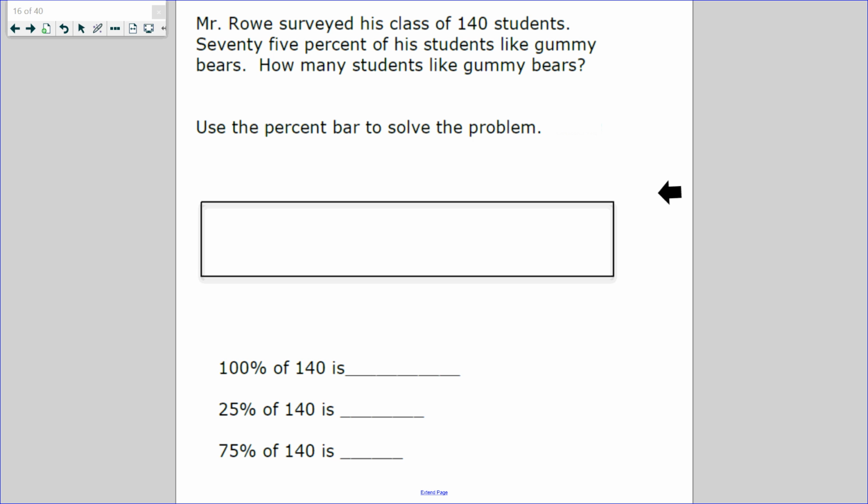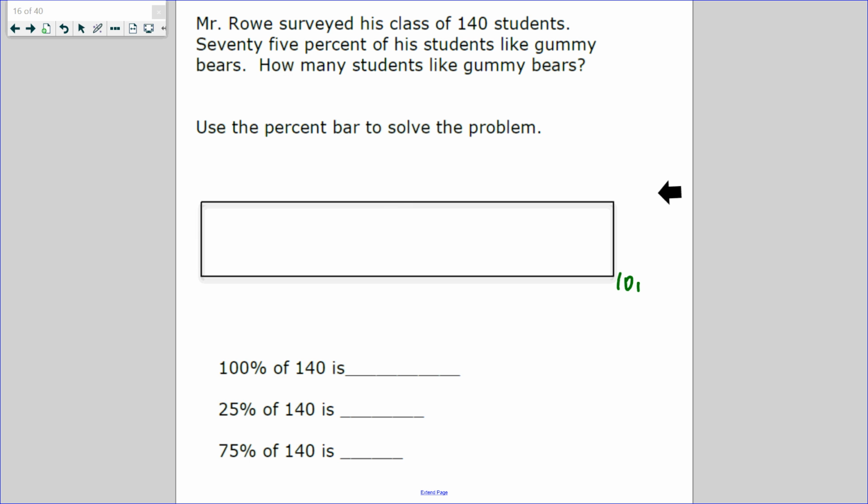And our last example, Mr. Rouse surveyed his class of 140 students. 75% of his students like gummy bears. How many students like gummy bears? So it's 75%. Do you know any benchmark we can break this bar into? Do you want to break it into groups of 10s? But then if you do that, it doesn't really go to 75. What about groups of 25%?